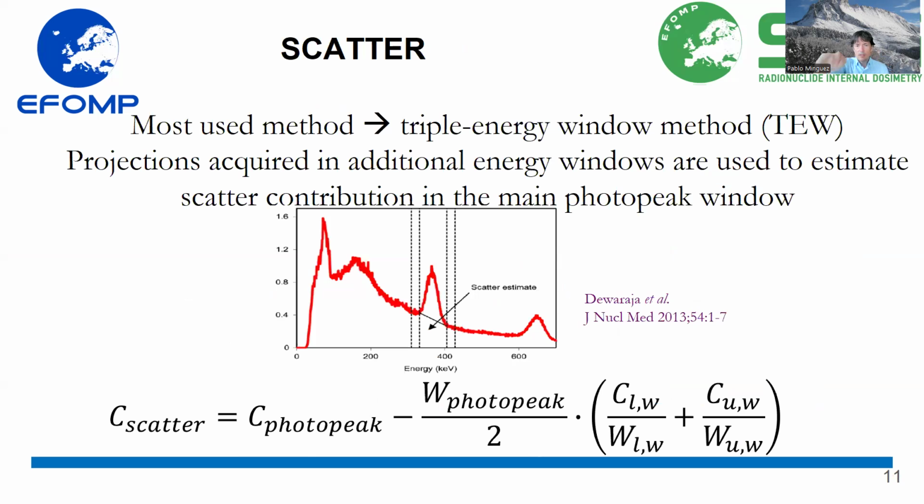For the scatter, the most used method is the triple energy window method, although there are also other methods, such as model-based methods, which are appearing in some programs. But mostly we have the triple energy window method. In this case, we also acquire in energy windows adjacent to the photopeak window, and we use this formula to correct for scatter.